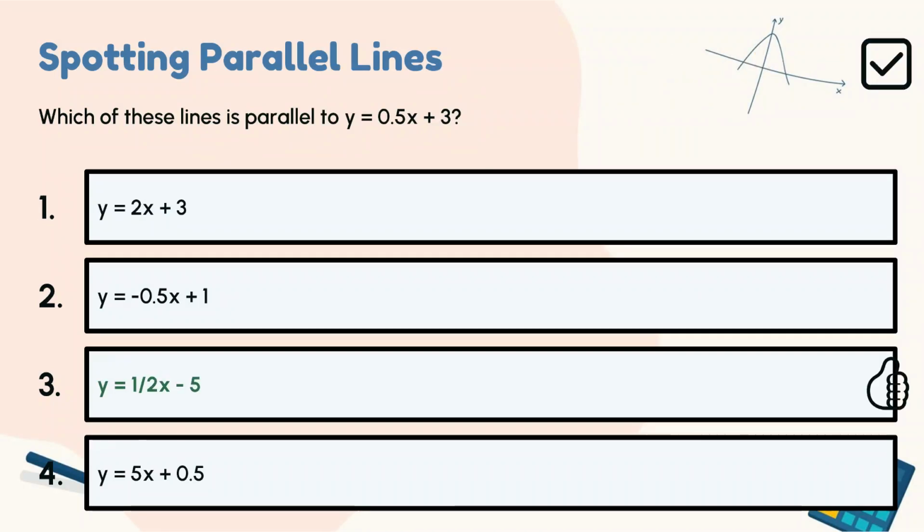The correct answer is y equals 1/2 x minus 5. The original line is y equals 0.5x plus 3. The gradient is 0.5, which is the same as 1/2. So any line with a gradient of 0.5 or 1/2 will be parallel to it. The y-intercept can be different. It does not need to be the same. If the gradient is the same, the lines are parallel.